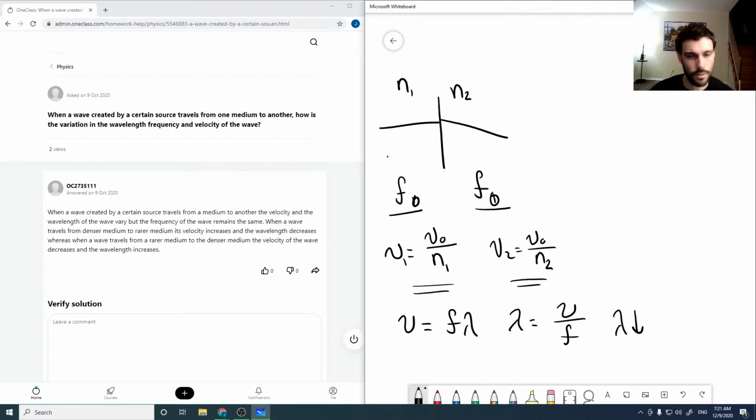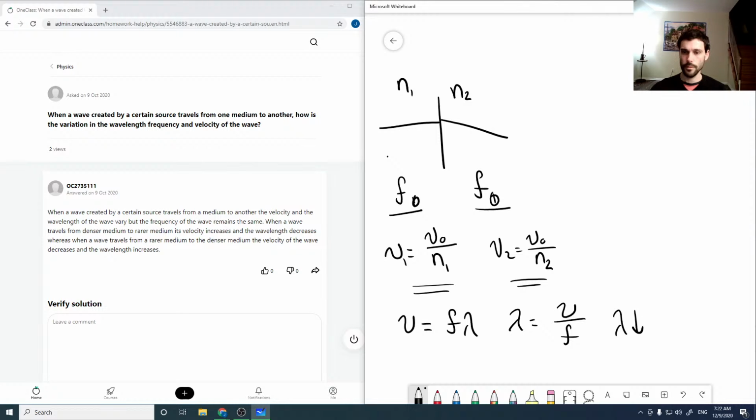When a wave created by a certain source travels from a medium into another, the velocity and the wavelength vary, but the frequency remains the same. When we travel to a denser medium, its velocity increases. And the wavelength decreases. Did I do that fine? No, yeah. v equals f lambda. Oh, when a wave travels from a denser medium to a rarer. Yeah, okay, that makes more sense.